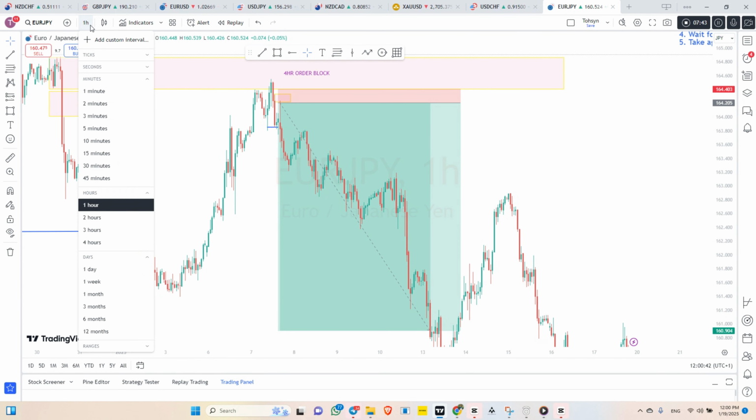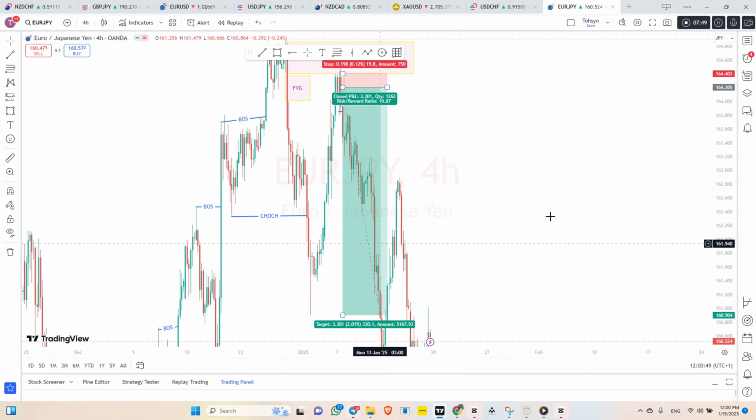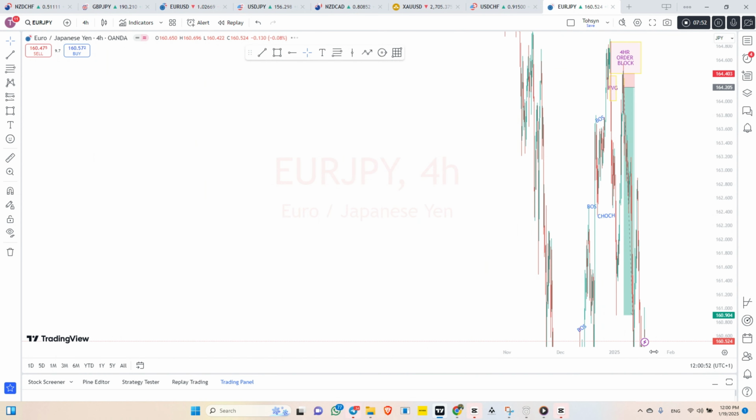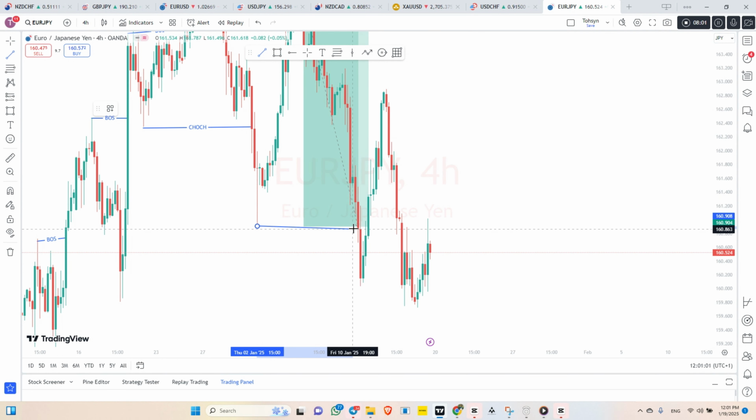Now let's go back to the 4 hour time frame. Let's look for another entry. This was another break of structure right here. Still on the 4 hour time frame.